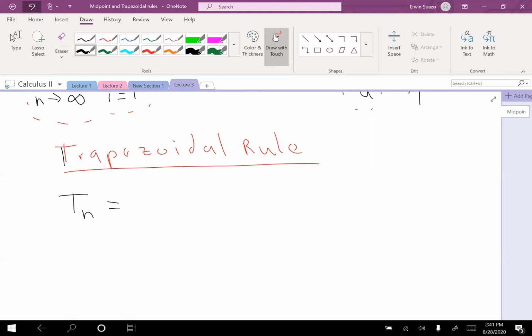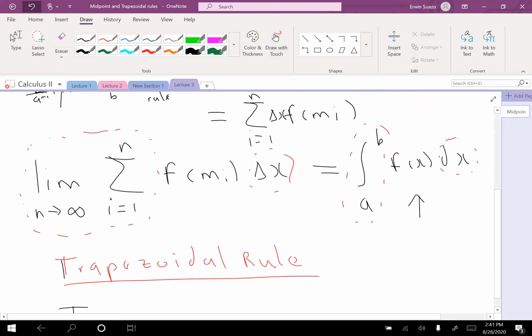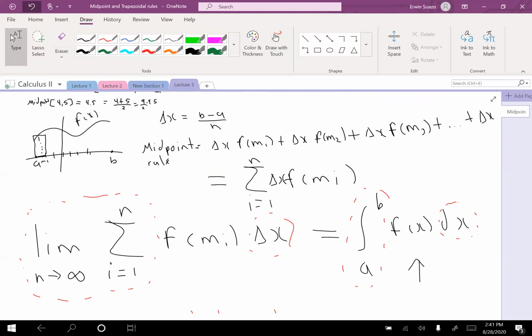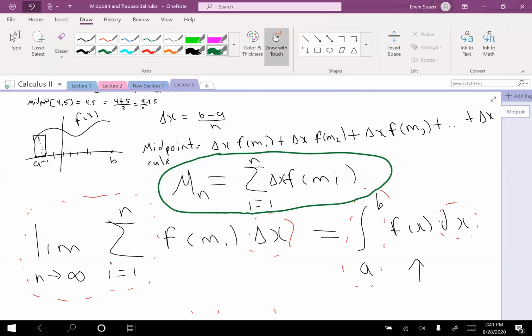So let's call this guy M sub n for midpoint. This is midpoint because you have n intervals, okay? Let's say this is going to be your formula for midpoint. And that's all that I'm going to give you, okay? So you know what is delta x, what is mi, so I don't need to explain that.